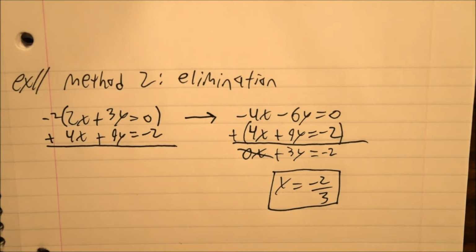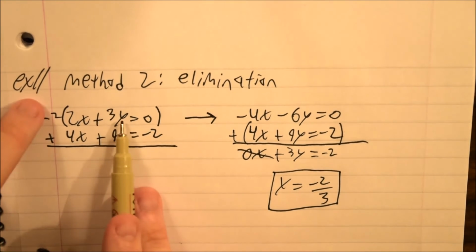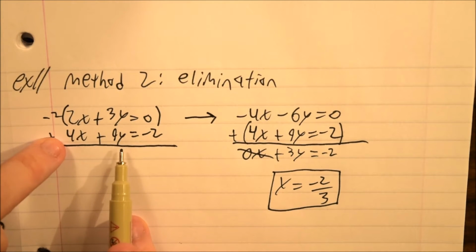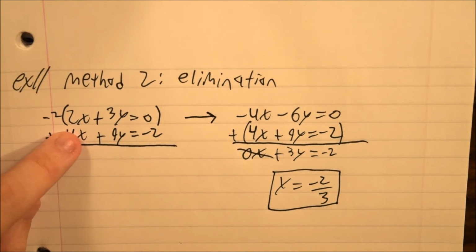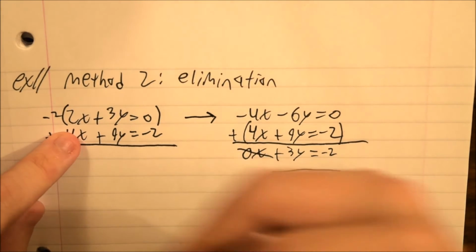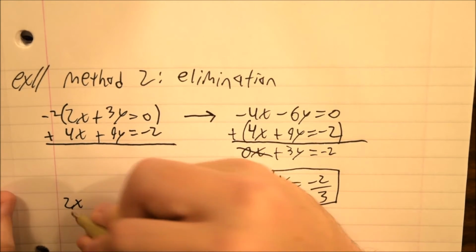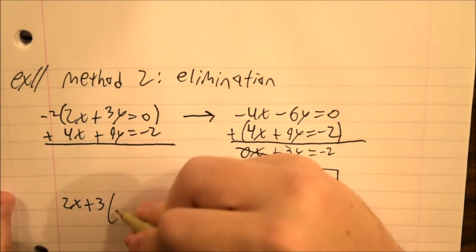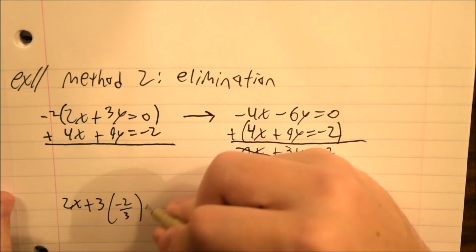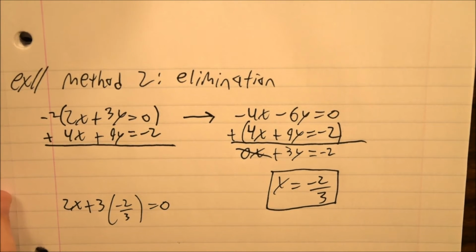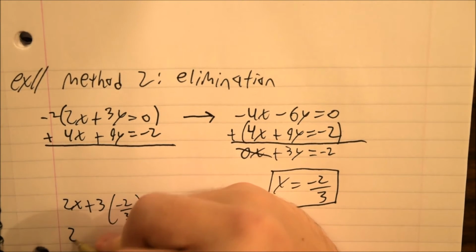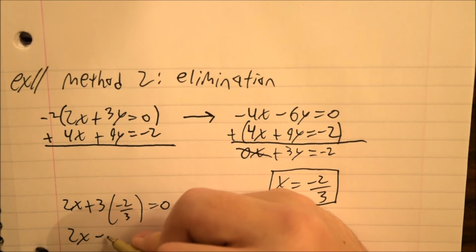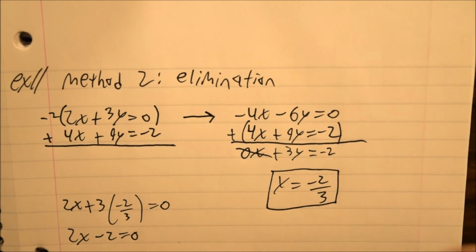Now I still need to solve for x. I can choose either equation to plug in for y and I'll get the same value. Let's just do the top one. I'm trying to solve for x, so I have 2x plus 3 times y, and y is negative 2/3, which is what I just found. So 2x plus 3 times negative 2/3 equals 0. Now I just have to solve for x. If I multiply this 3 into here, I get 2x minus 2 equals 0. And this gives me that x equals 1.